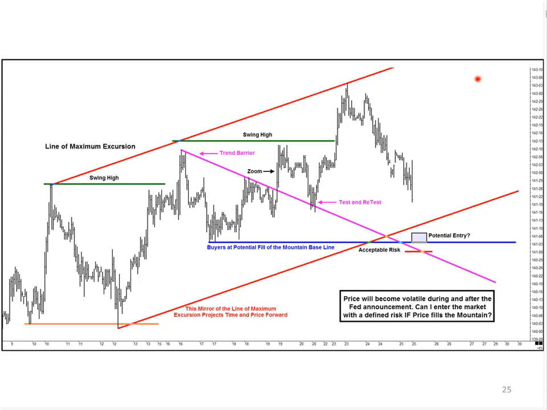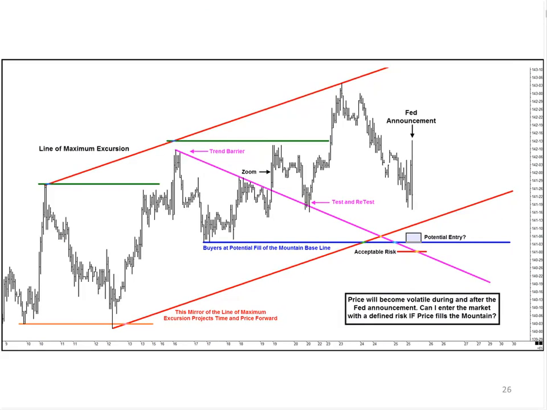But I don't want unlimited risk, not with the Fed talking. Let's see what I can come up with. So here's the Fed announcement going on right now. You can see, look at the wide range of this bar. And I'm willing to get long here. And this is all I'm willing to risk. Not much.